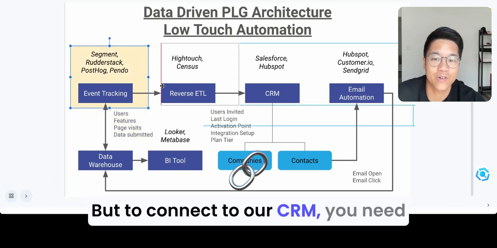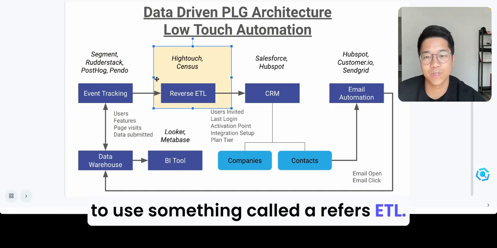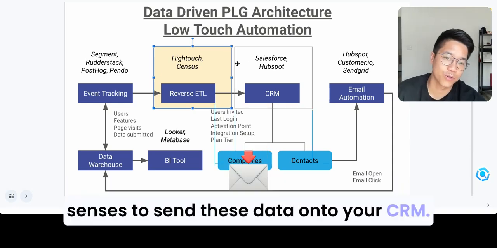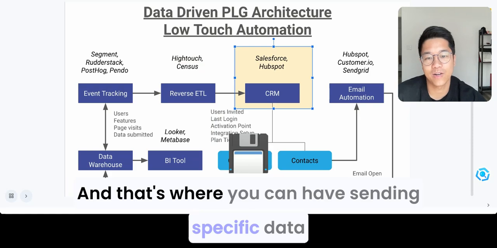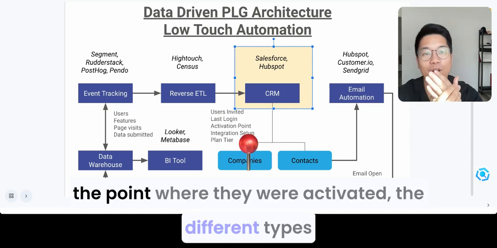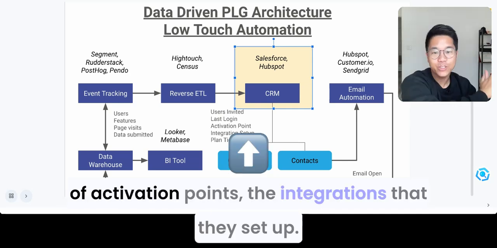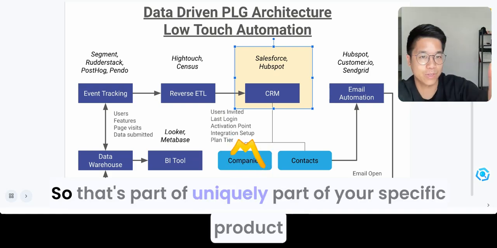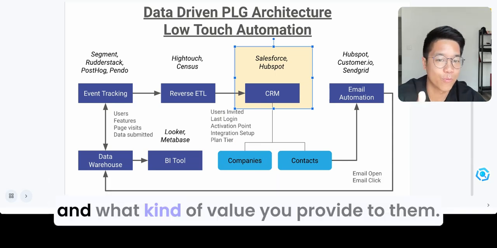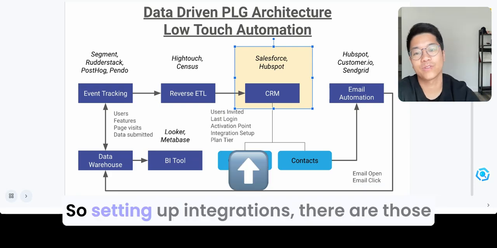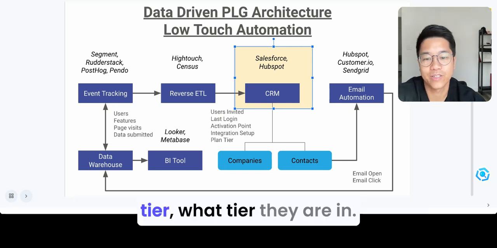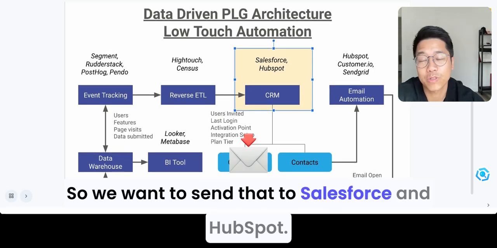But to connect to our CRM, you need to use something called a reverse ETL, basically using these tools like Hightouch and Census to send this data onto your CRM. And that's where you can send specific data like user invited data, last login data, the point where they were activated, the different types of activation points, the integrations that they set up. So that's uniquely part of your specific product and what kind of value you provide to them. So setting up integrations, those types of setup and onboarding, the plan tier, what tier they are in. So we want to send that to Salesforce and HubSpot.